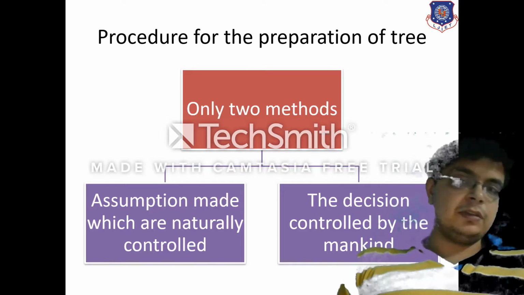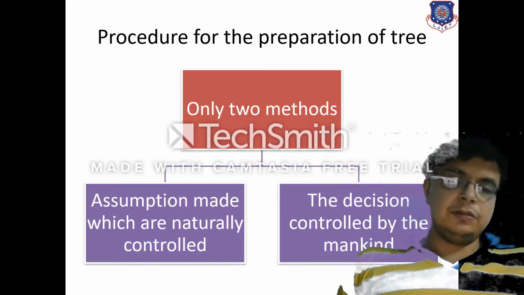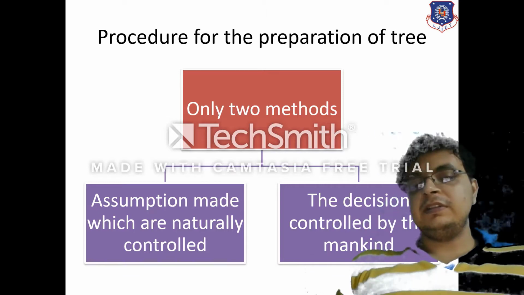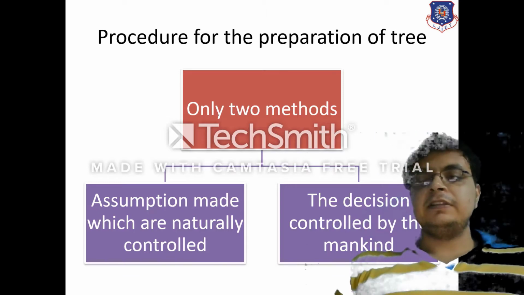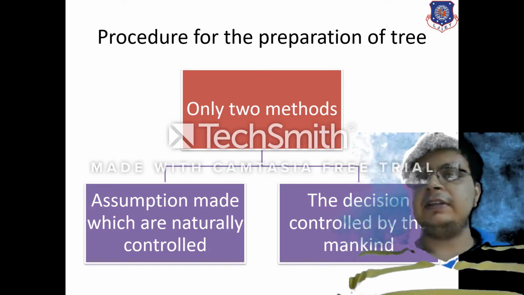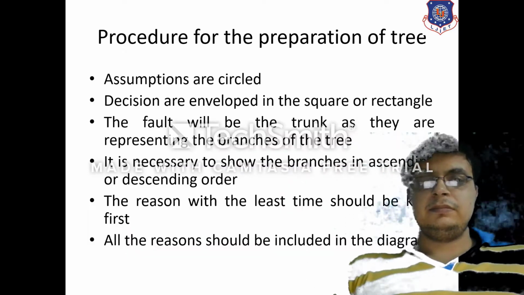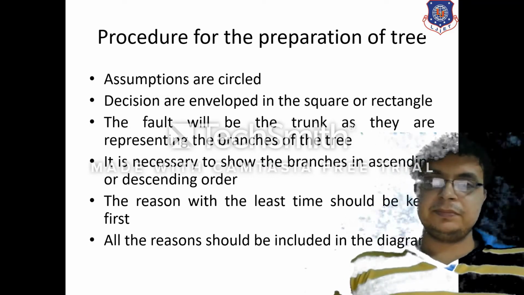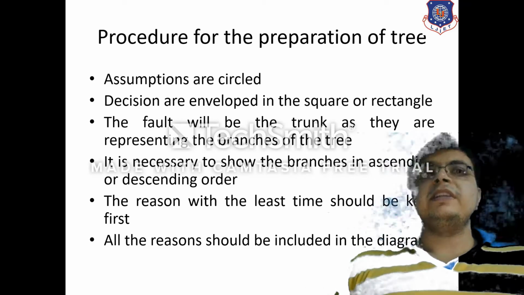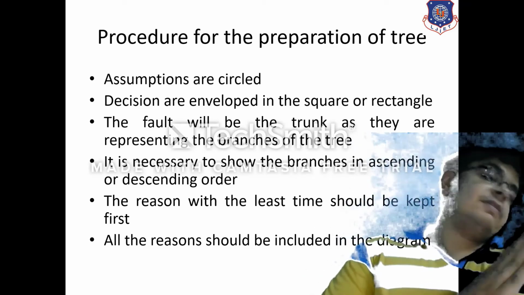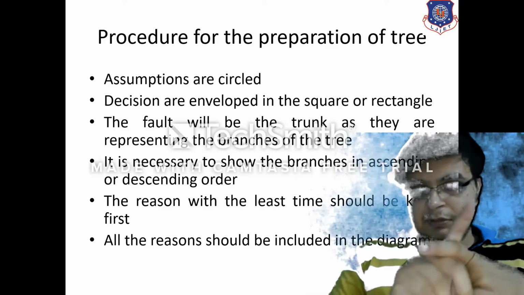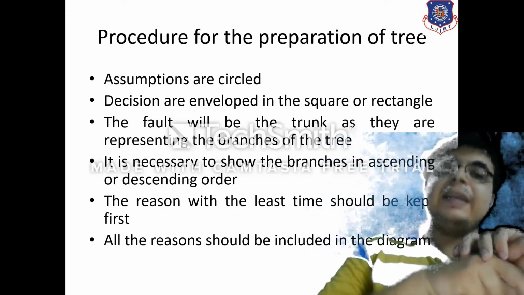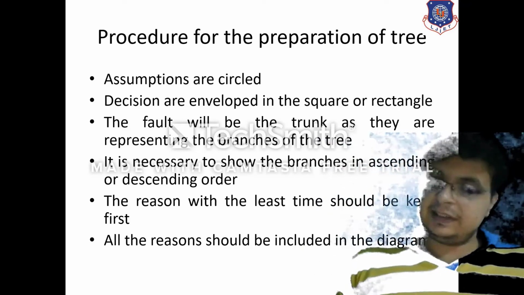Procedure for the preparation of the tree. There are only two methods. The first is the assumption method, which nature controls. Next is the decision, controlled by mankind. So first, the assumptions that are found should be circled, and the decisions that are involved should be enclosed in the form of a square or a rectangle.